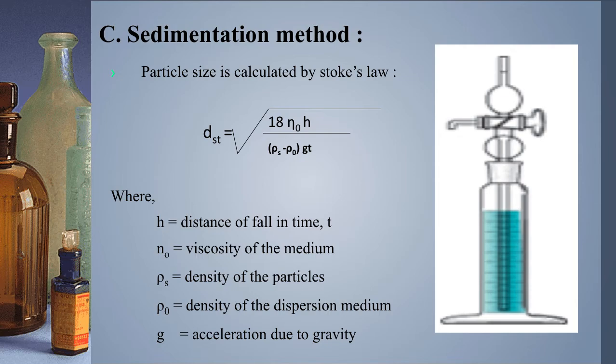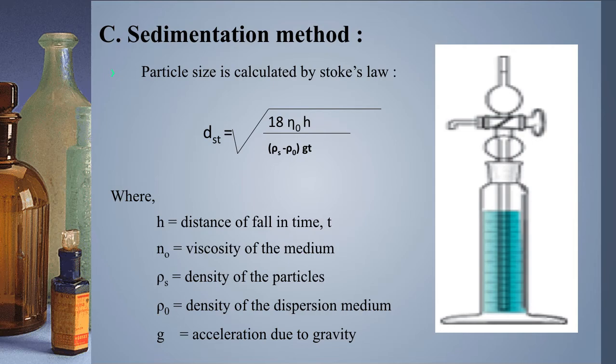Of course, eta is the viscosity of the medium, the viscosity of the liquid itself. Rho s is the density of the solid suspended in water, and rho node is the density of the dispersion medium, which is mostly water, and g is the acceleration due to gravity. So the remaining things are h, t, and dst.